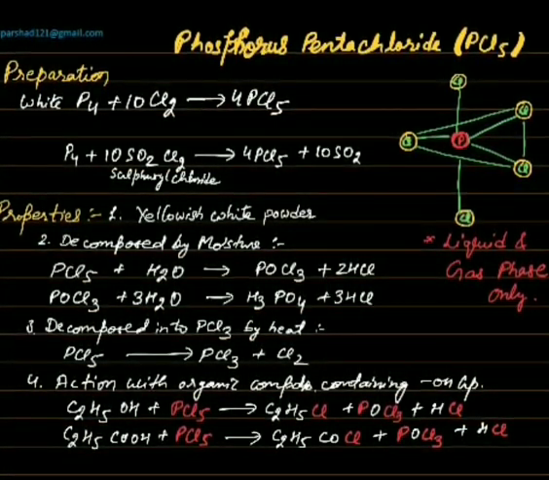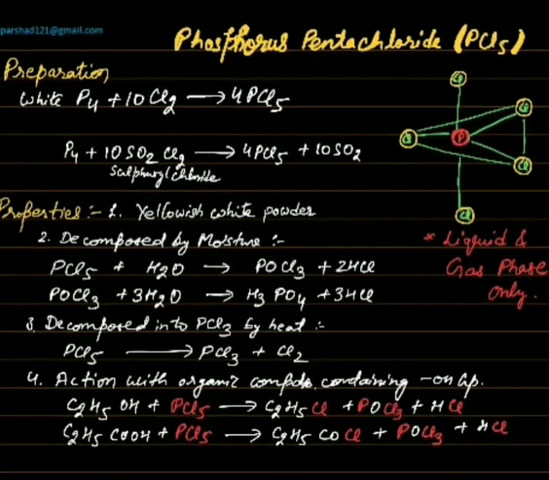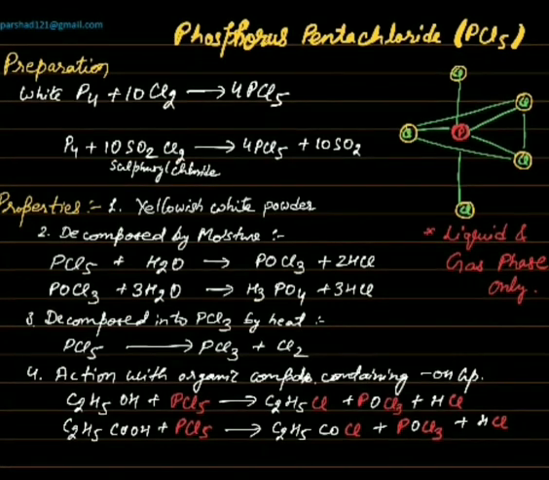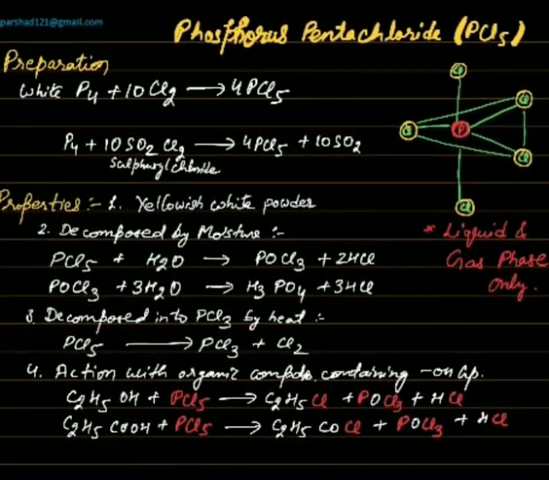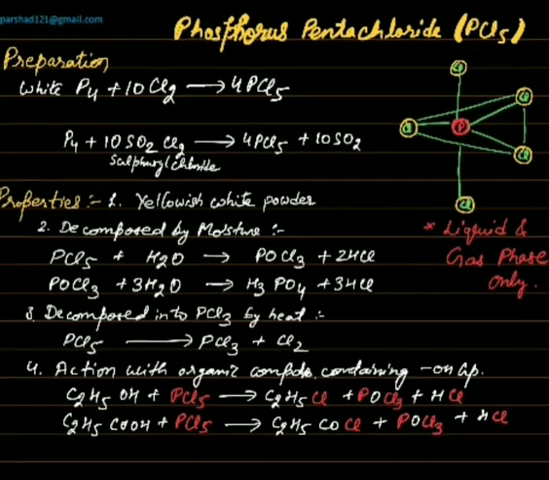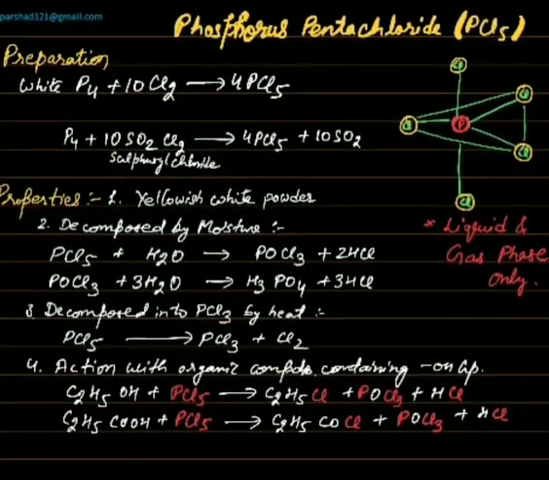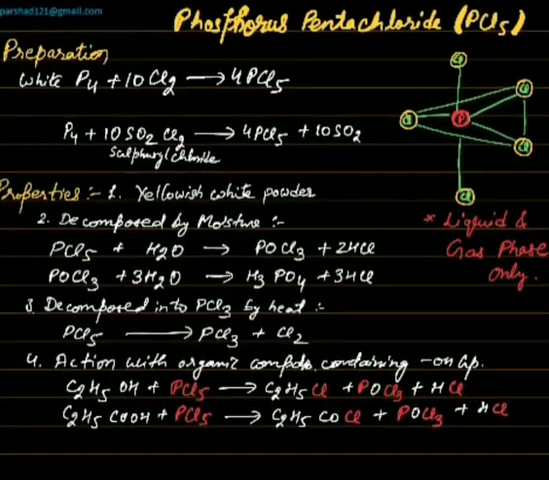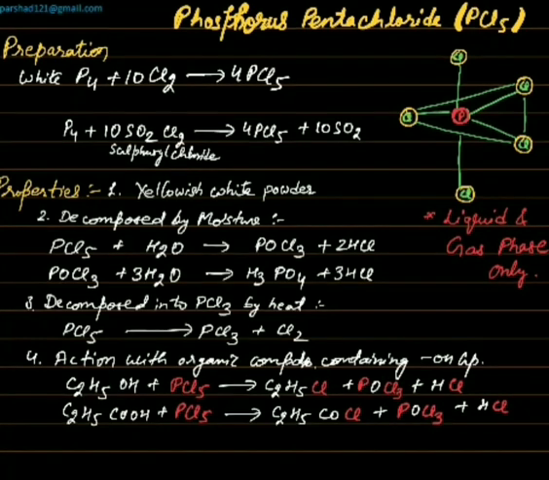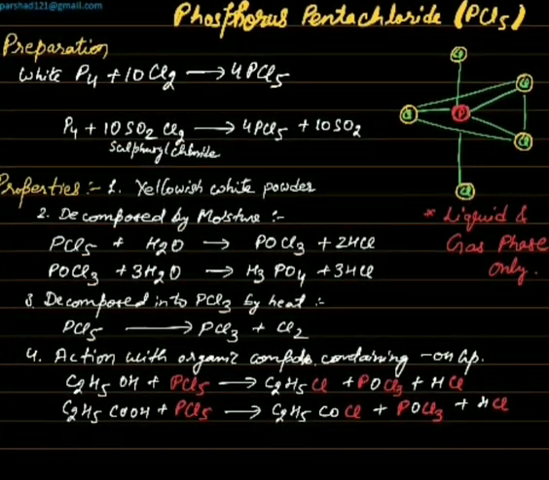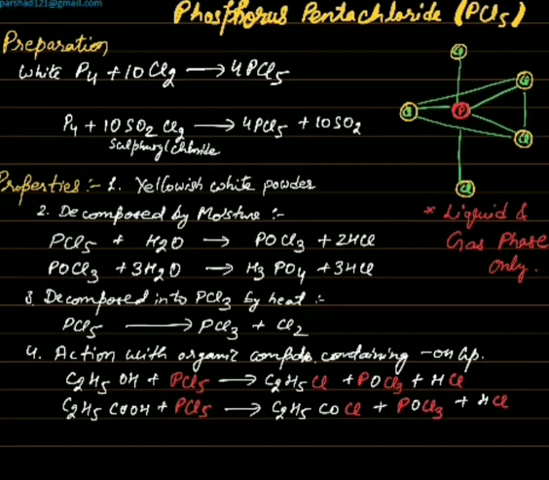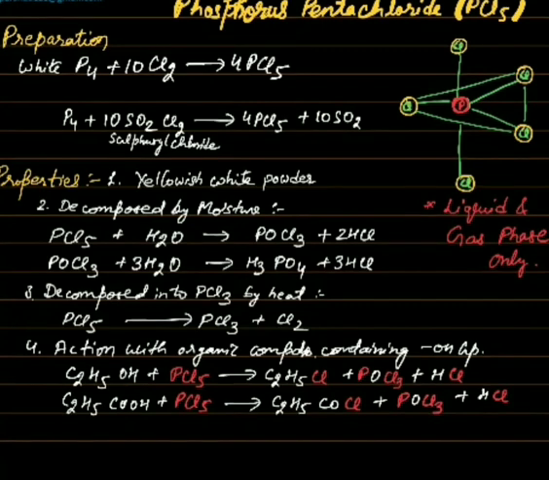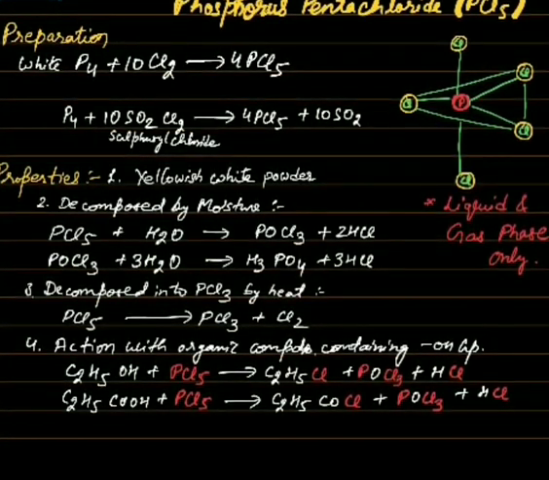So this phosphorus oxychloride gets further hydrolyzed into phosphoric acid with the release of a large amount of hydrochloric gas, which produces dense white fumes. Secondly, when phosphorus pentachloride is heated, it easily decomposes into phosphorus trichloride with the release of chlorine gas. Dear students, like phosphorus trichloride, phosphorus pentachloride is also a good halogenating reagent.